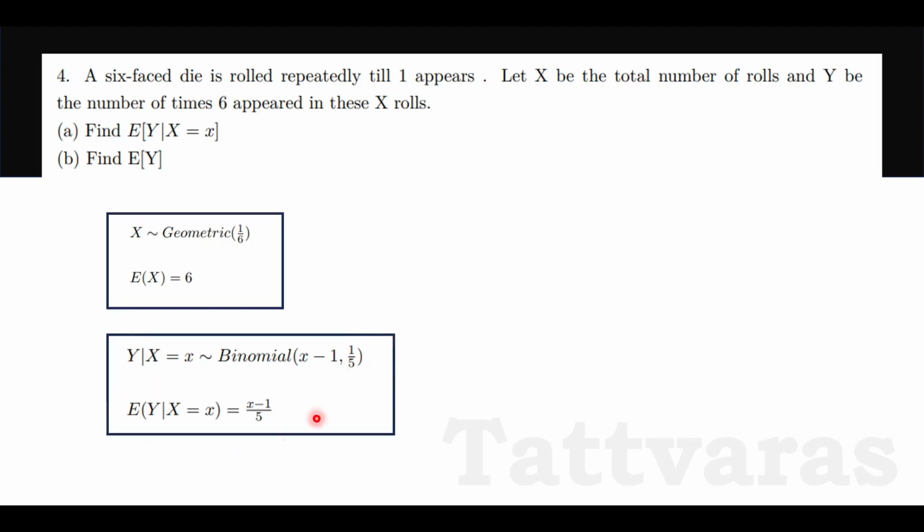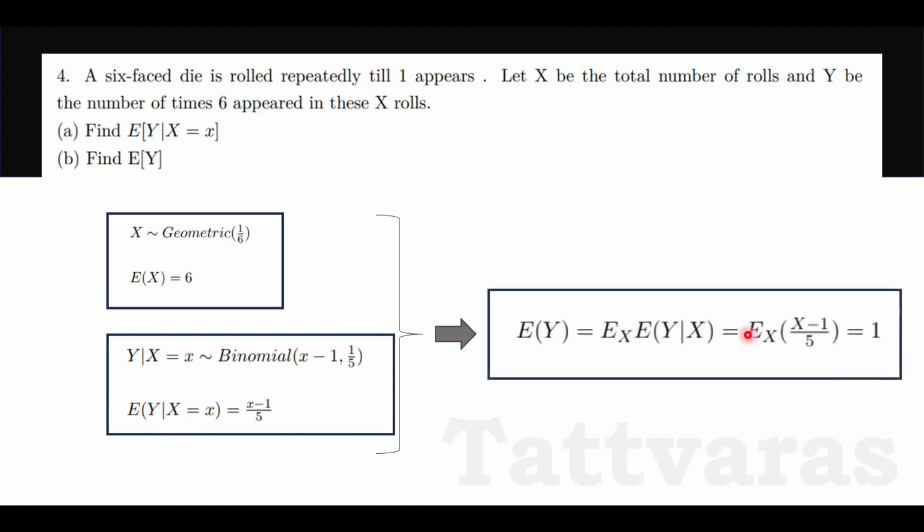And expectation is this. So from this conditional expectation, can we get anything about the unconditional expectation? Yes, definitely. How? Because we know that from a conditional distribution, since this conditional distribution will depend on X, X is fixed because this is the conditional distribution. So this is a function of X. And if we take expectation of this with respect to X, we will get back our unconditional expectation.